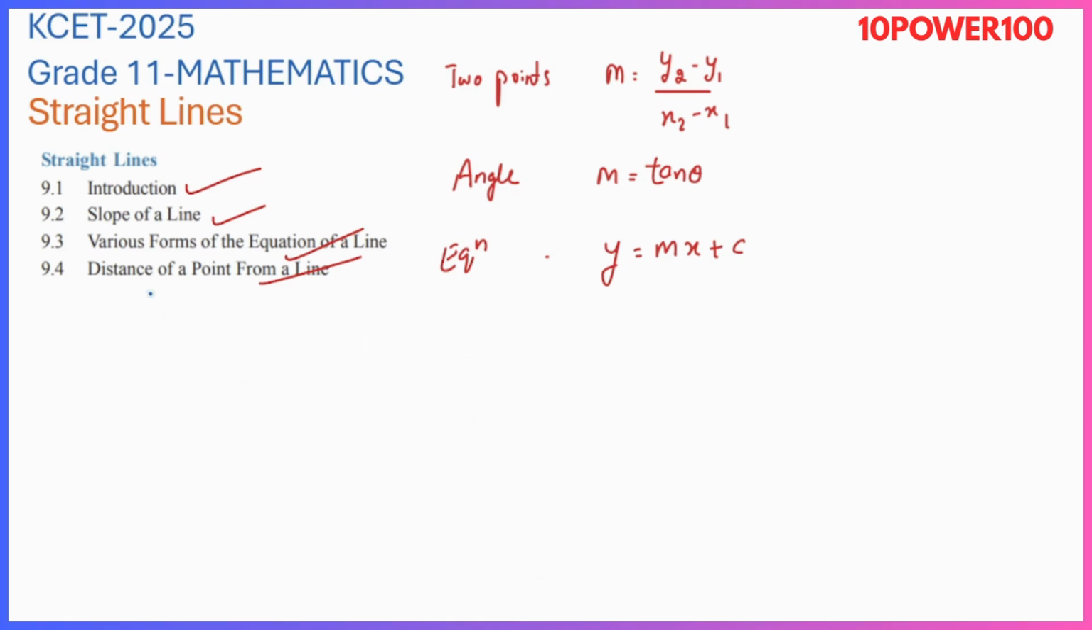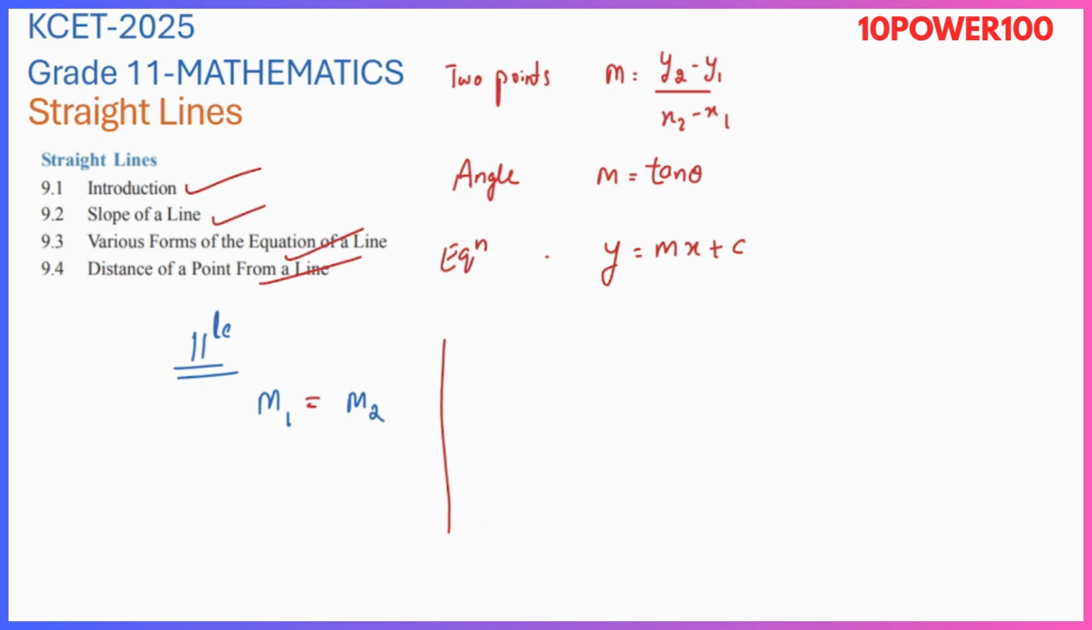Next, based on slope, we have two conditions: parallelism and perpendicularity. So if the two lines are parallel, in that case slope will be equal. If I take the slope of line 1 as m1 and slope of line 2 as m2, and they are parallel, then these two slopes will be equal. So for parallel lines, the slopes are equal.